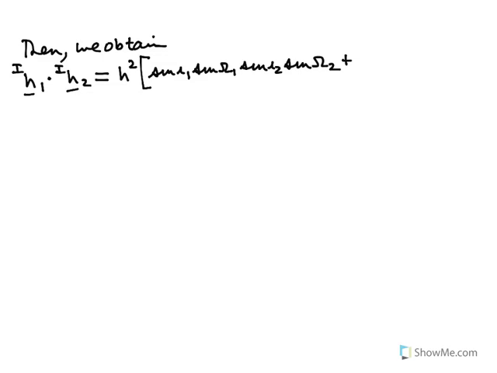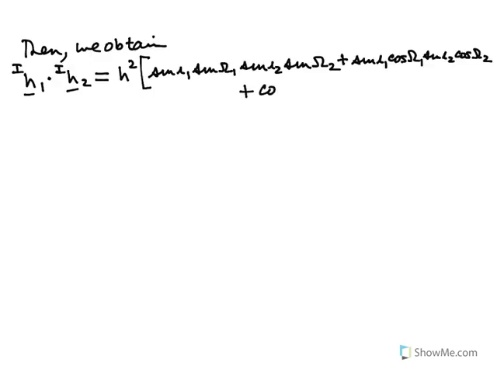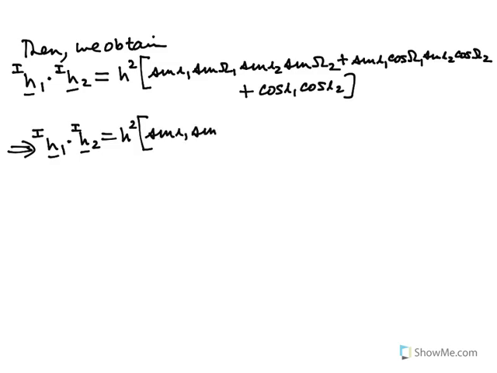So we get plus sine I1 cosine omega 1 sine I2 cosine omega 2. That takes care of those because the negative signs cancel out. And then I get plus cosine I1 cosine I2, which gives that h1i dotted with h2i is equal to h squared times. Now, you'll see in the first two terms that I have a sine I1, sine I2, so I'm going to factor that out. Sine I1, sine I2.